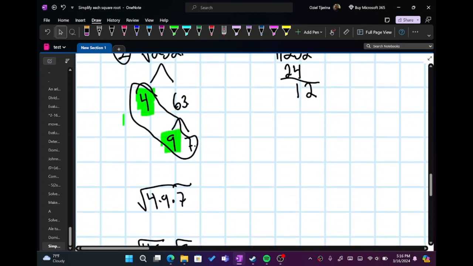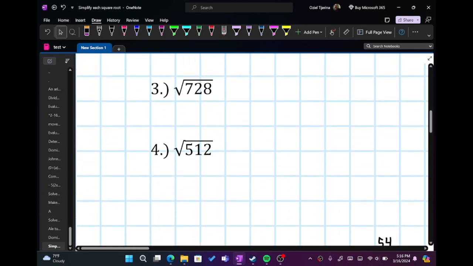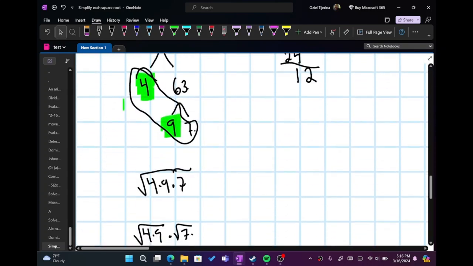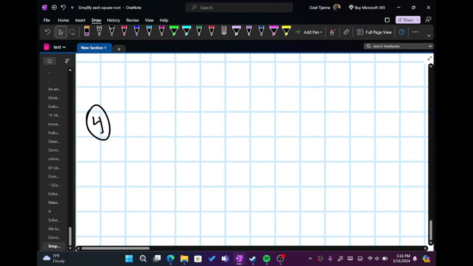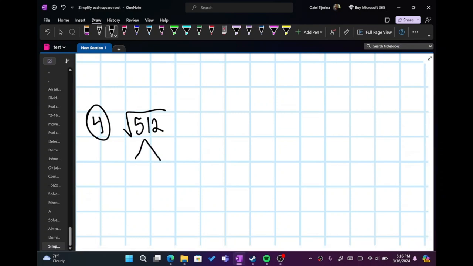Okay, guys, and then the last one, I think there was one more here. The square root of 512. So number four, this is the last one we're going to do. I did want to do one with 4 digits, but it's way too long, guys, and I don't want to make the video too long or confuse y'all.